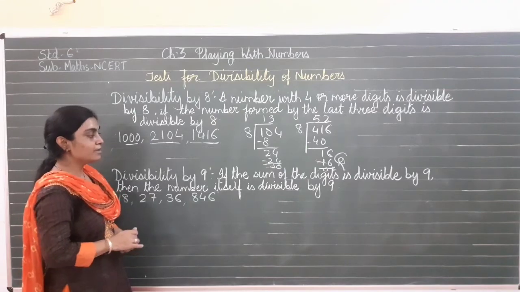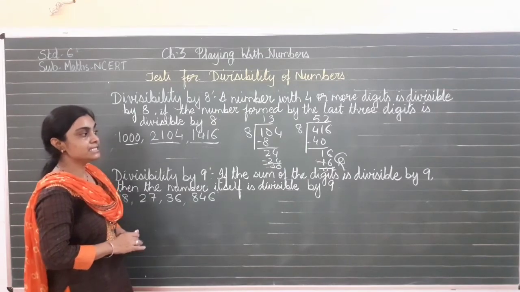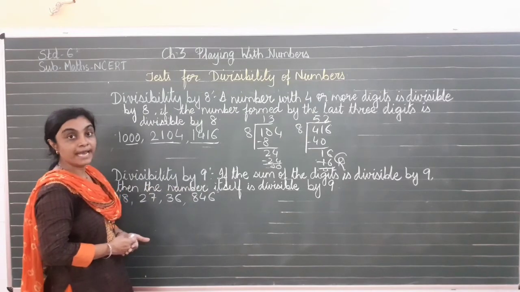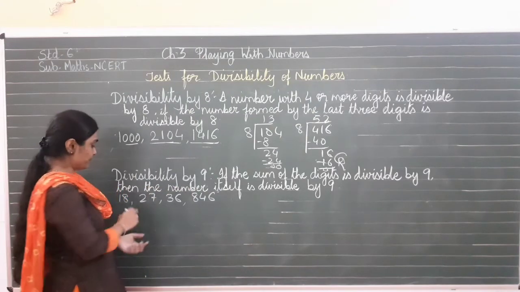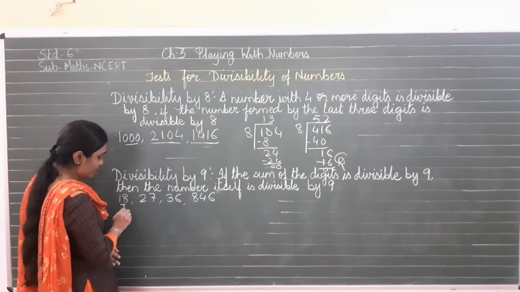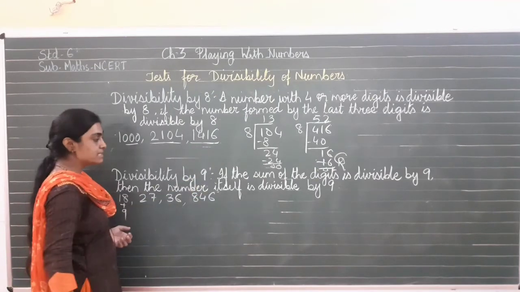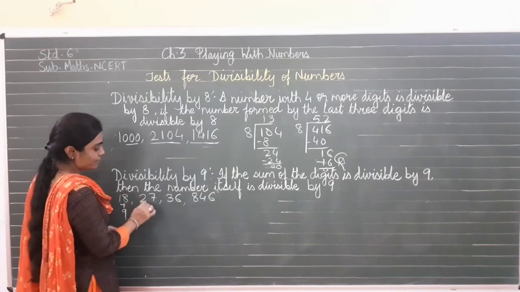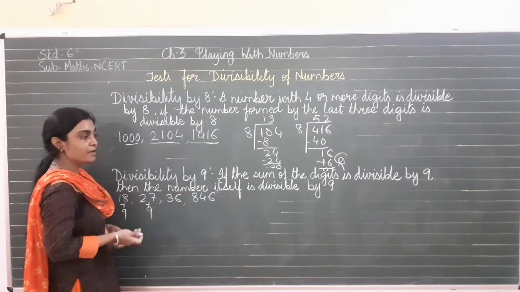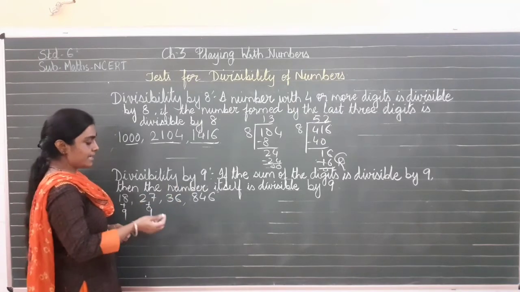Now the test for 9. If the sum of the digits is divisible by 9, then the number itself will be divisible by 9. Sum of the digits means you have to add the numbers. 1 plus 8, you will get 9. And 9 is divisible by 9. 27. 2 plus 7, again it will be 9. 9 also comes in the table of 9. So it is divisible by 9.